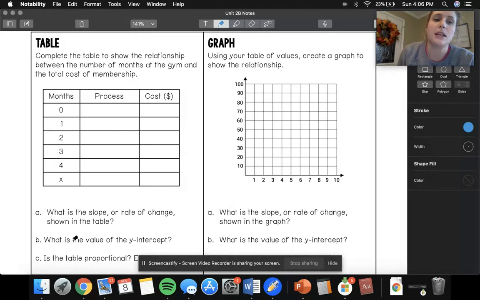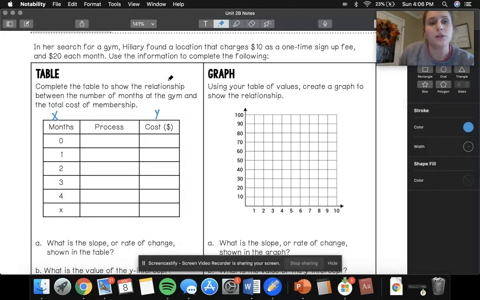Okay, so we have a table just like we had before. It says to complete the table to show the relationship between the number of months at the gym and the total cost. Okay, so before it was 0 months, $0. But she has to have a sign-up fee, which is $10. So before she even starts this membership, it's going to charge her $10. Then every additional month, it's going to cost $20.